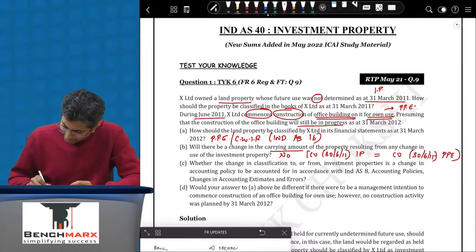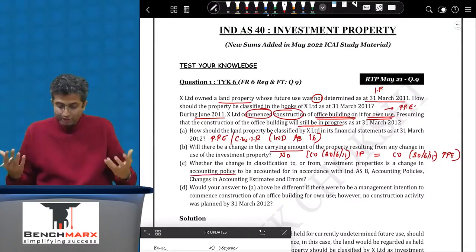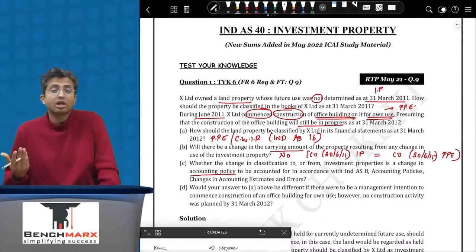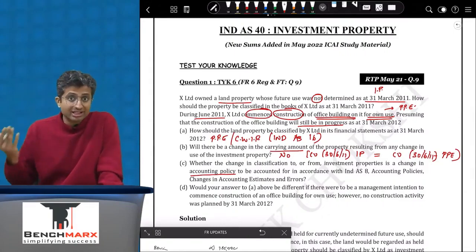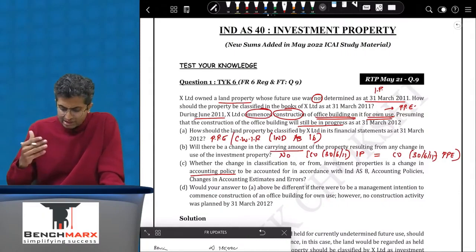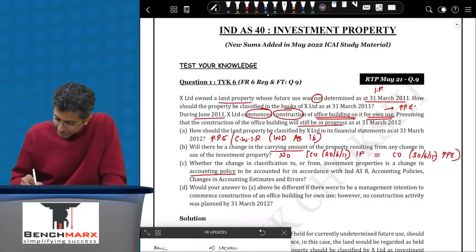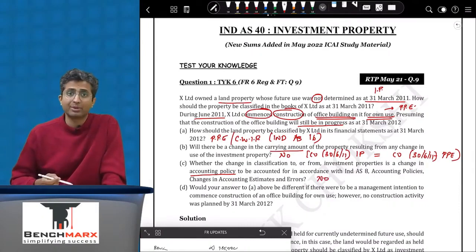Whether the change in the classification to or from investment property is a change in accounting policy? Okay, a change in accounting policy is a different policy applied to the same transaction. Here, the underlying usage is changing, and hence it is a new policy which is applied to a new set of use for the asset. In accordance with Ind AS 8, no, this cannot be treated as a change in accounting policy, and hence no retrospective restatement is needed.